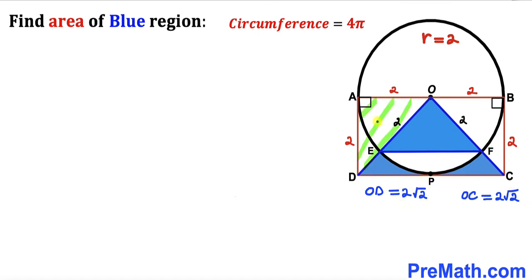Now let's focus on this right triangle OAD, and we can see this is an isosceles triangle, since this side length is equal to this side length.